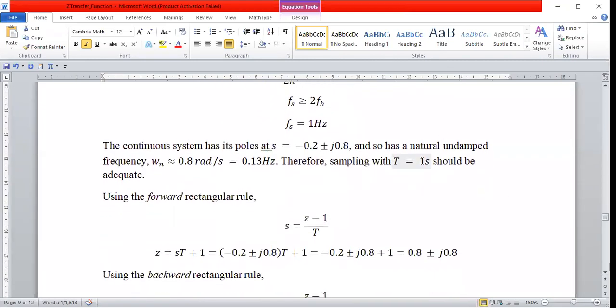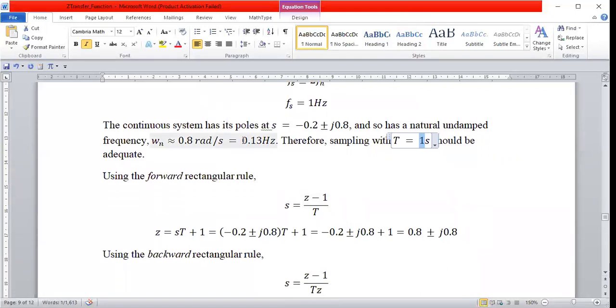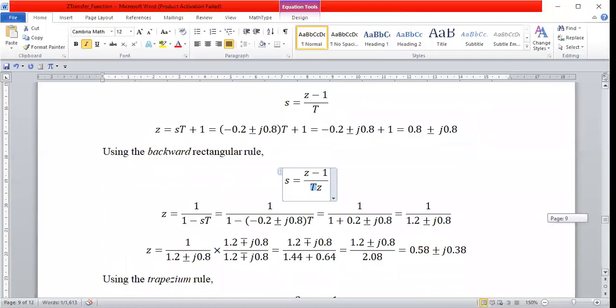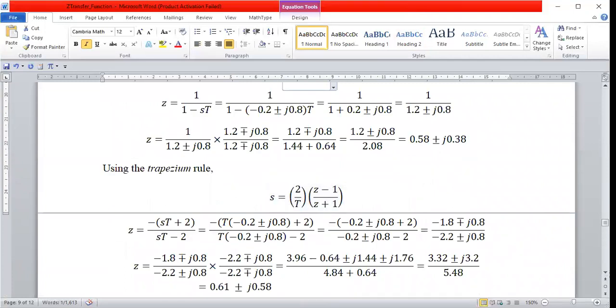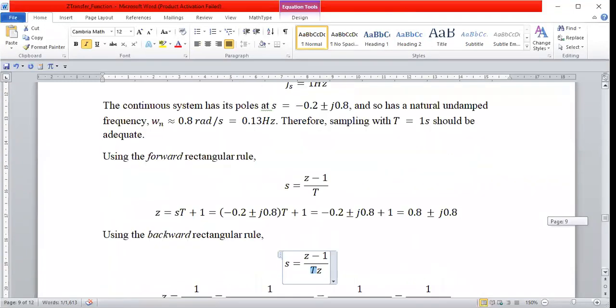Okay, so we already concluded that we can use a sampling time of 1, because 1 is definitely greater than the frequency we arrived at, which is greater than 2 times this. Then we need the sampling frequency. For the forward rectangular rule, we need T. For the backward, we need T. And even for the trapezium rule, we also need T. So that's why we needed to find T first.